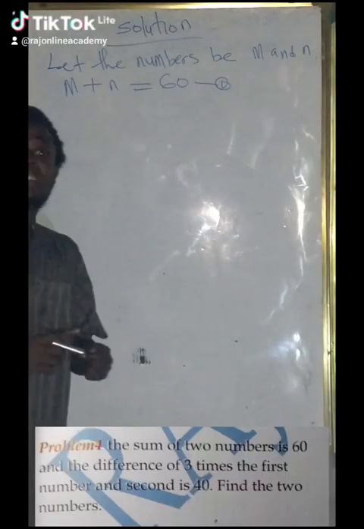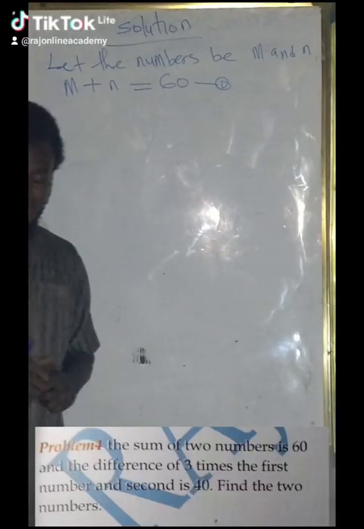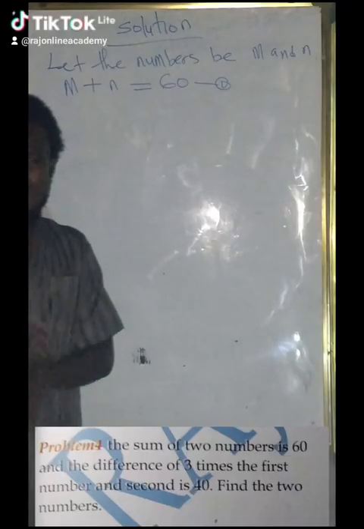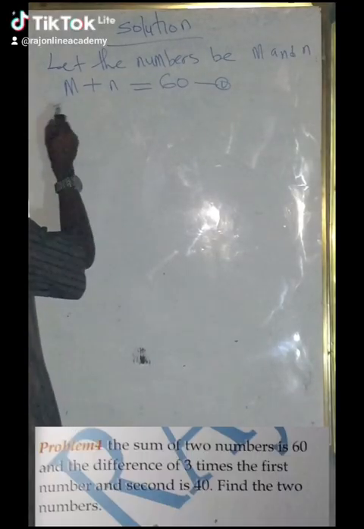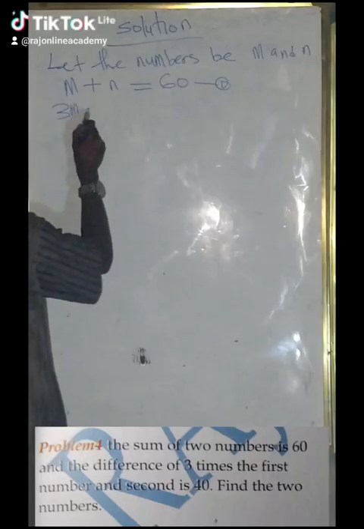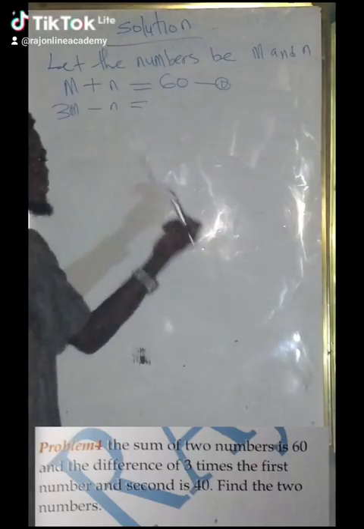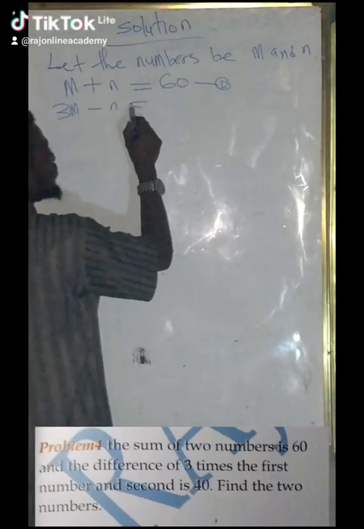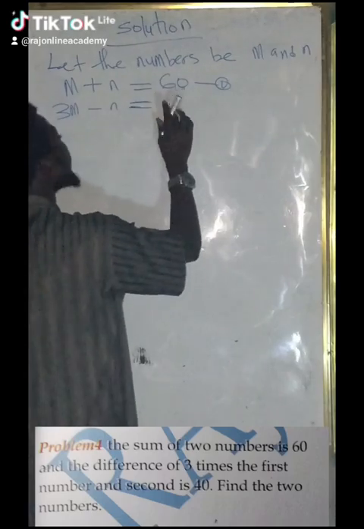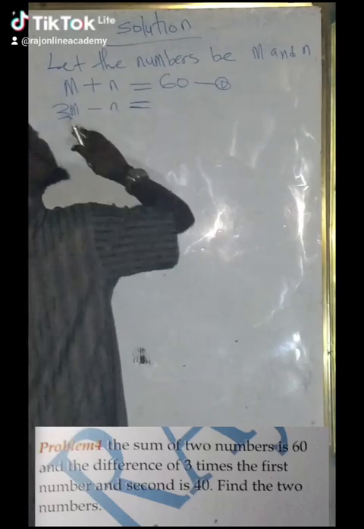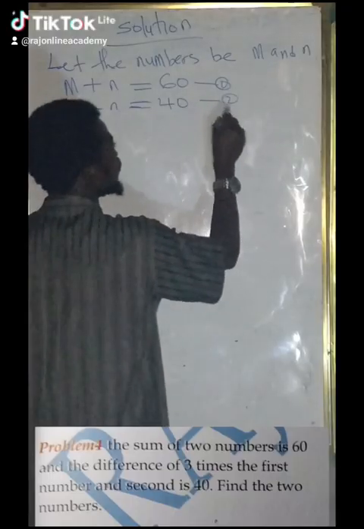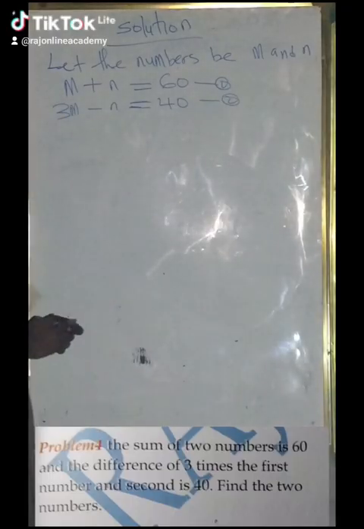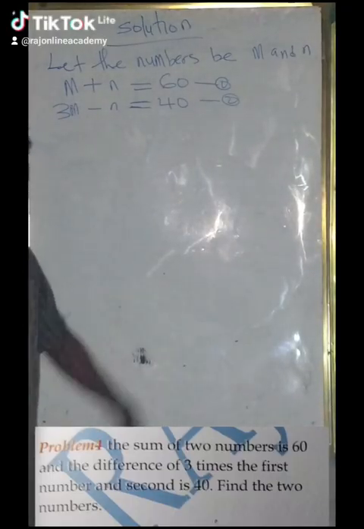And the difference is 3 times the first number. Difference means we have to subtract, right? But 3 times the first number. What's the first number here? M. Now 3 times M gives you 3M. And the second is 40, so the difference is 40. This one is equation 2, right? They say find the numbers. So we have to find the numbers, right?